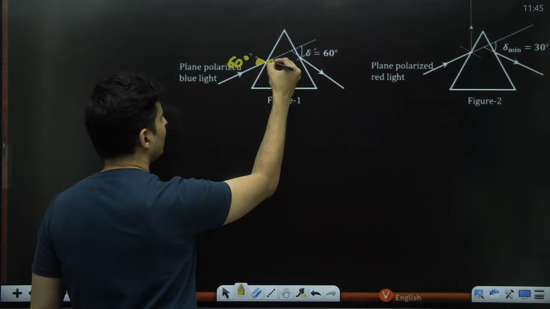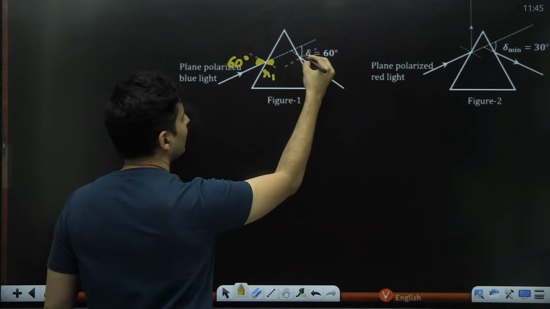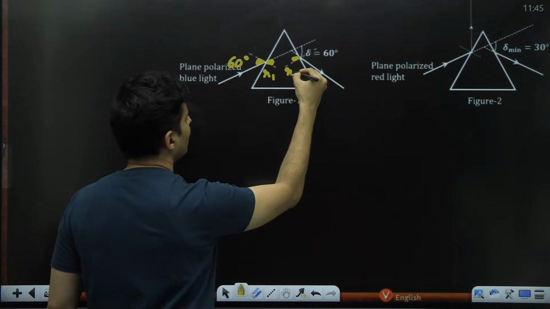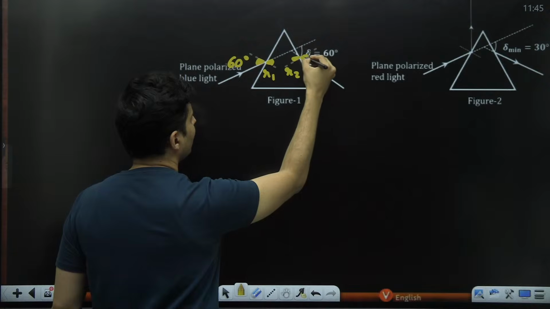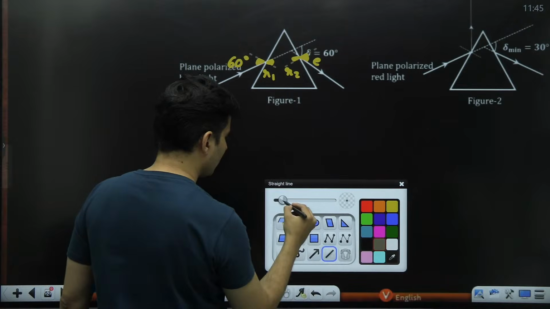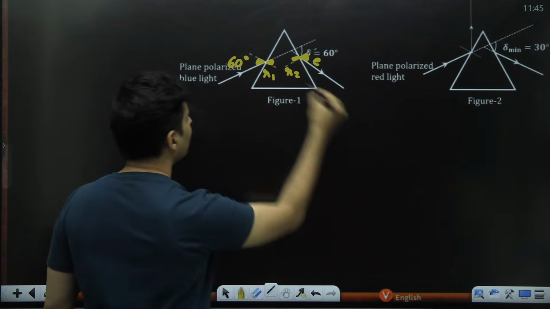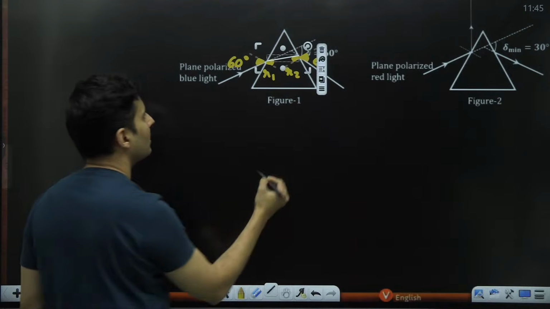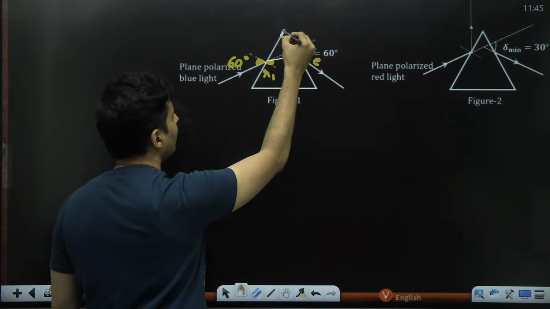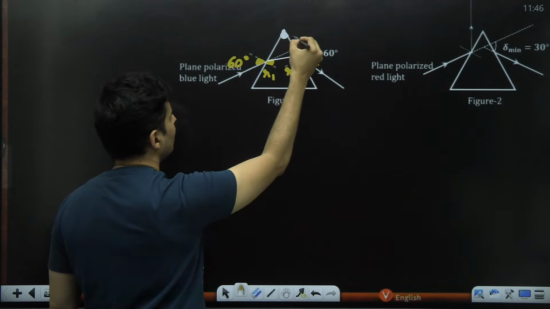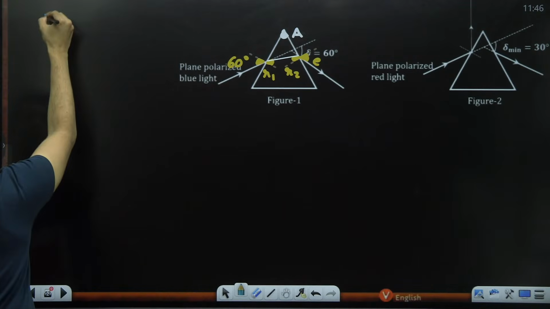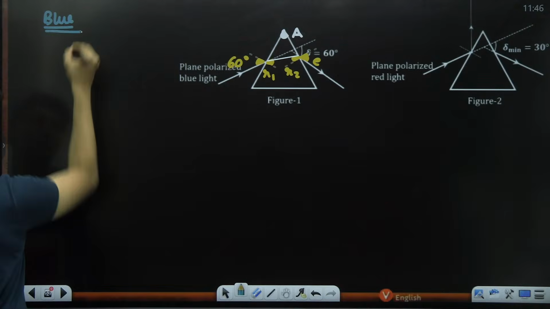This angle over here will be R1. Okay. And the ray will go like that. This angle over here will be R2. And finally, there will be an emergent angle right over here, which will be E. In between, the light will go basically inside, maybe like this. And of course, this particular angle which is there will be the angle of prism. So let's only solve for the blue light right now.